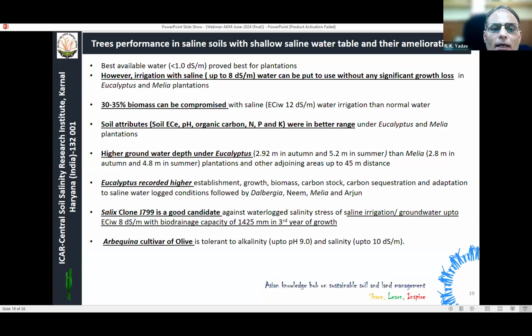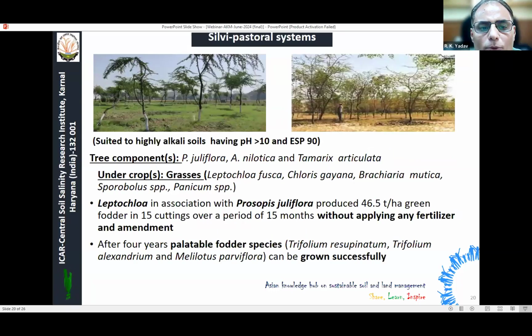And then finally, we have a Salix clone. We worked it out for the waterlogged saline areas, and we can come up with the recommendation that J799 is good and could be an option for the waterlogged saline areas where eucalyptus is the only option today. And we have also worked on the olive. So the Arbequina variety cultivar is good for the greening of such lands.